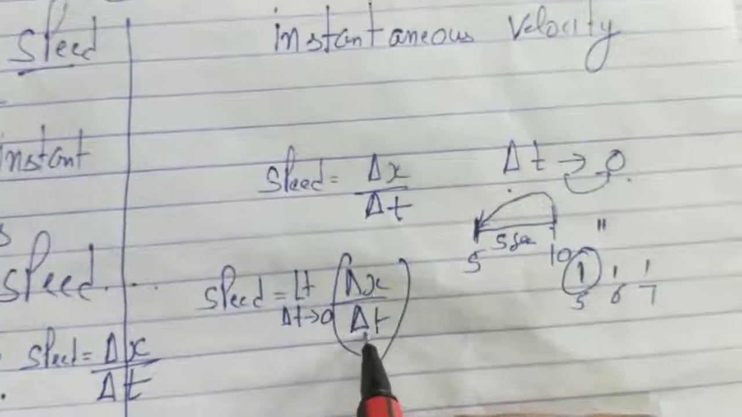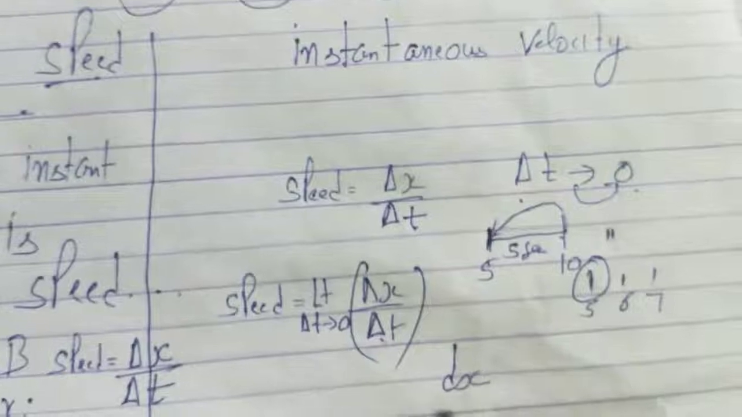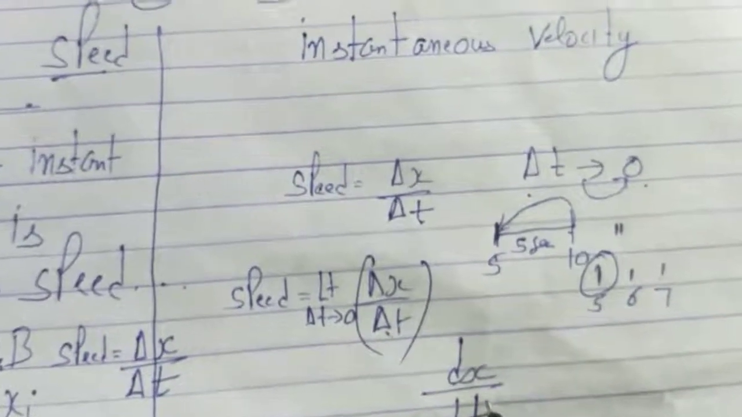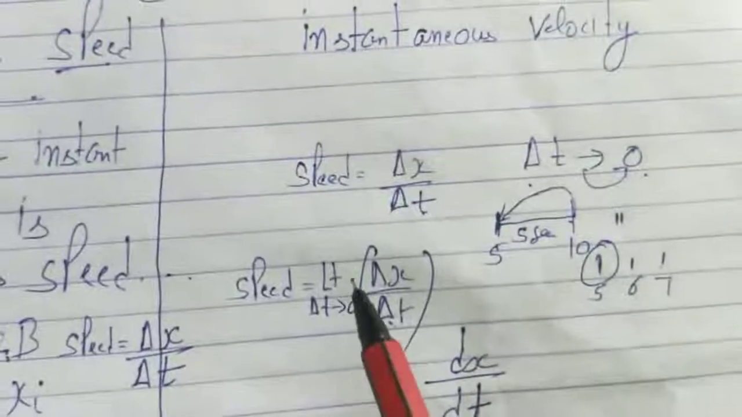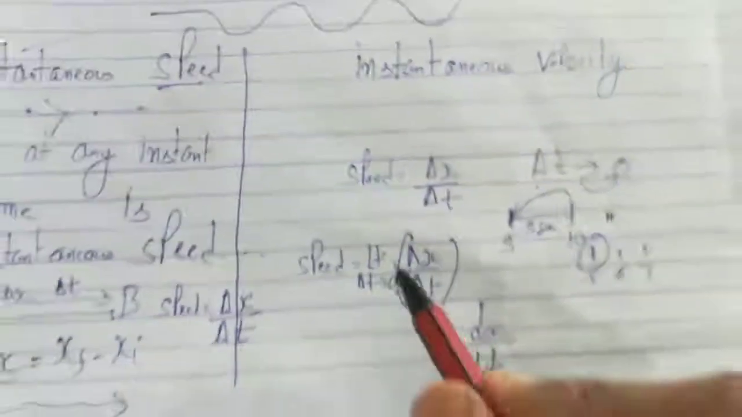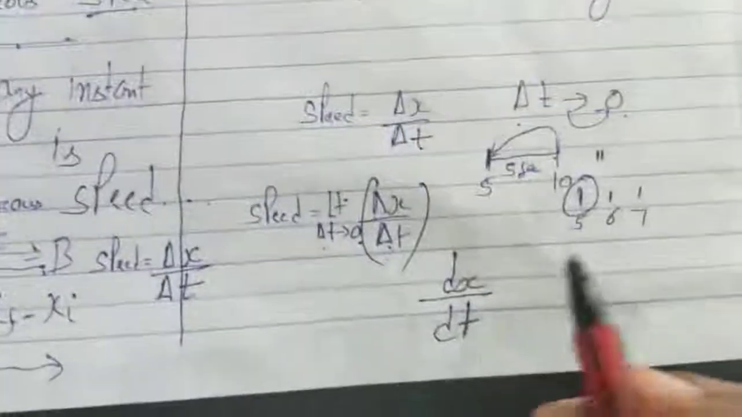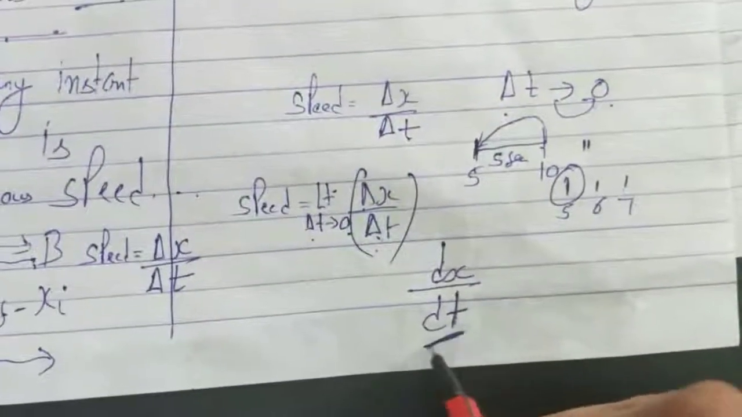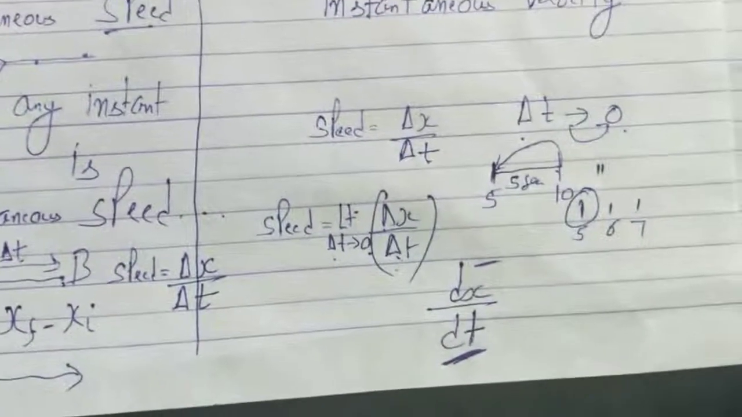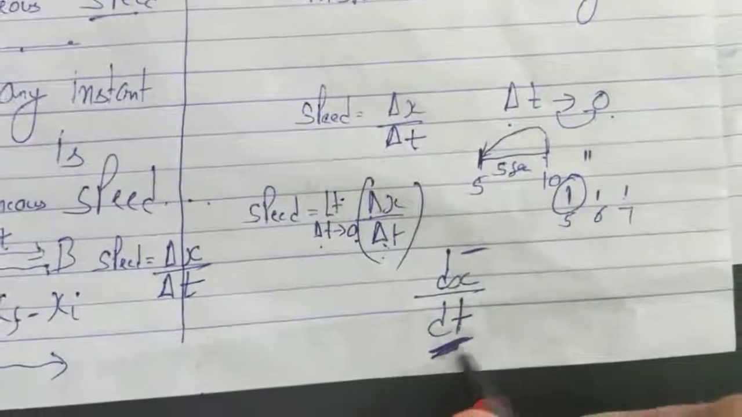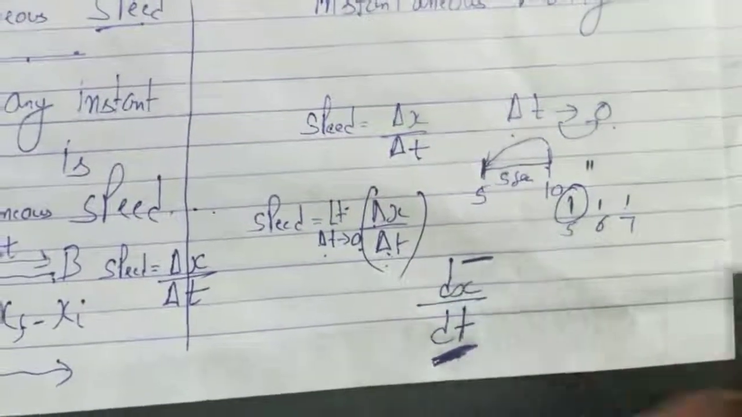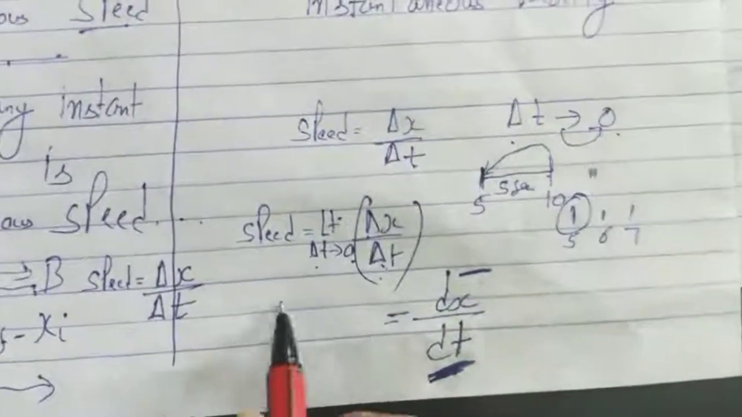It will become very small distance upon very small time. This is dt, a very small time. So when the limit of delta t tends to 0, delta x upon delta t will become dx by dt. That means very small time, and distance will also be very small. If we are considering the case of very small time, the distance covered will also be small. So that will be speed.